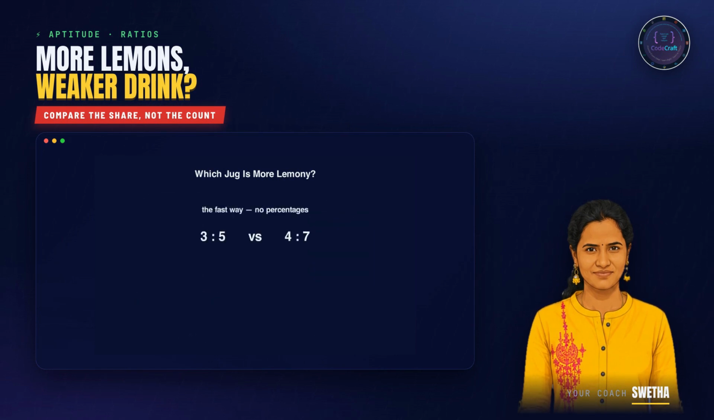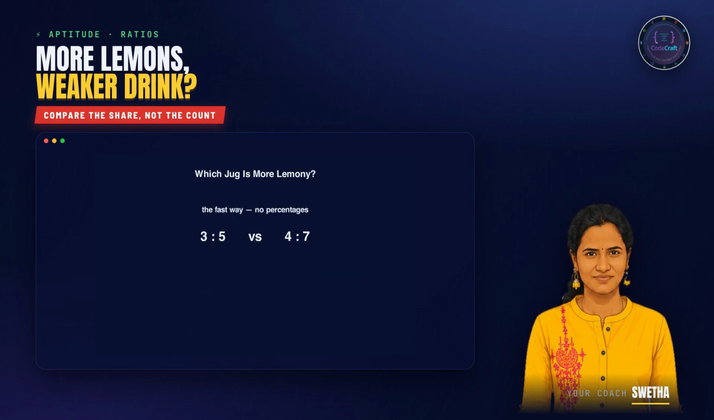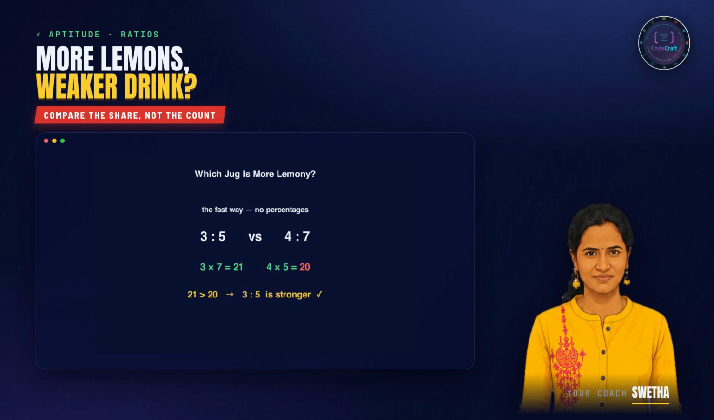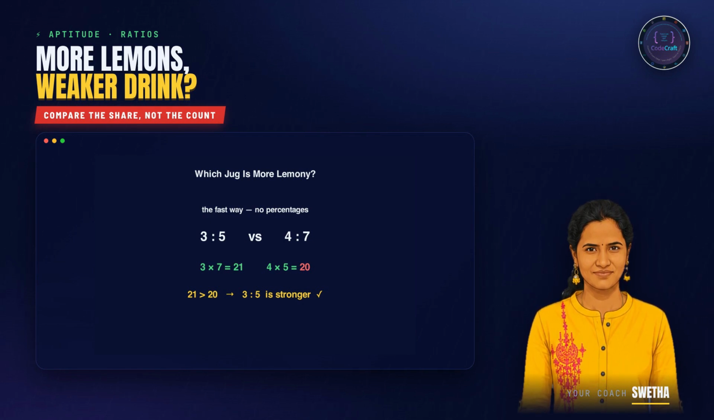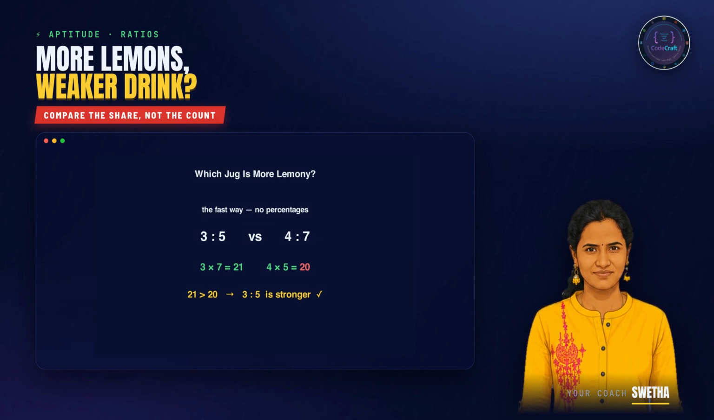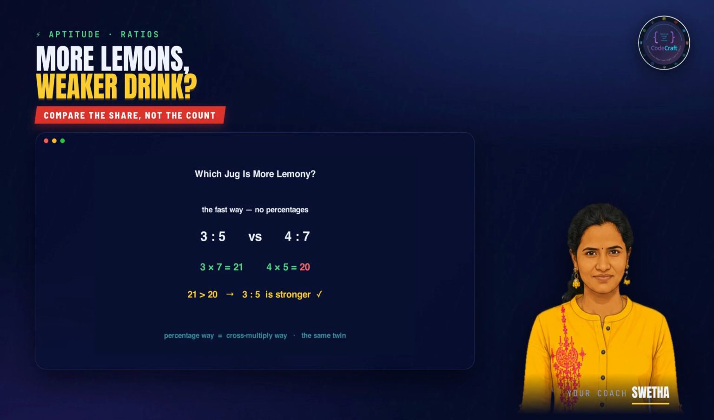Now the fast way, no percentages needed. Compare 3 to 5 against 4 to 7. Cross multiply. 3 times 7 is 21. 4 times 5 is 20. 21 beats 20. So 3 to 5 is the stronger mix. And notice, the percentage way and the cross multiply way gave the exact same answer. They are the same twin.